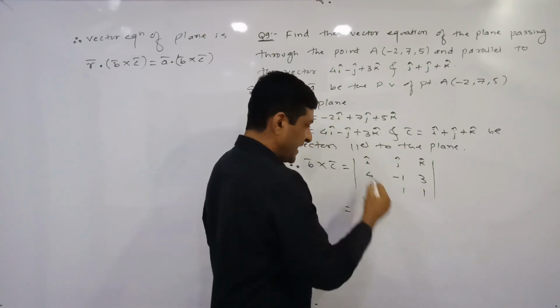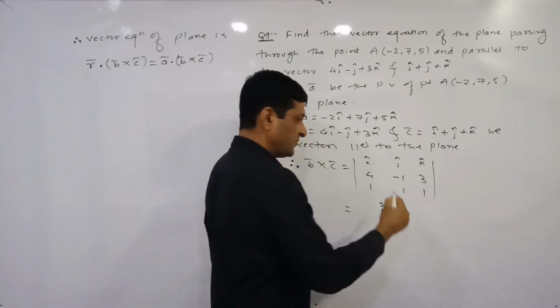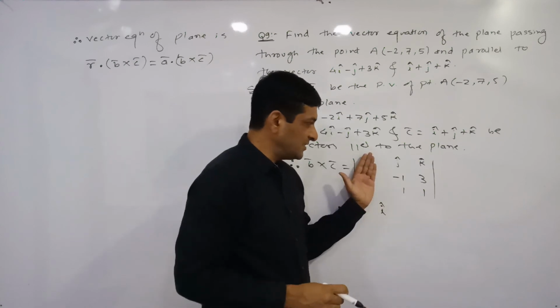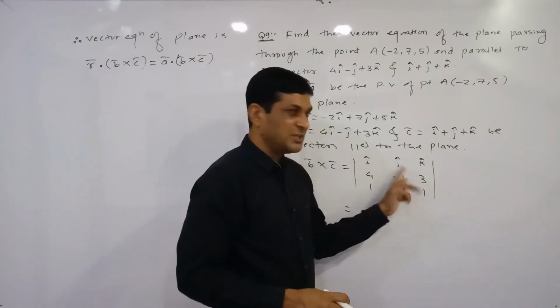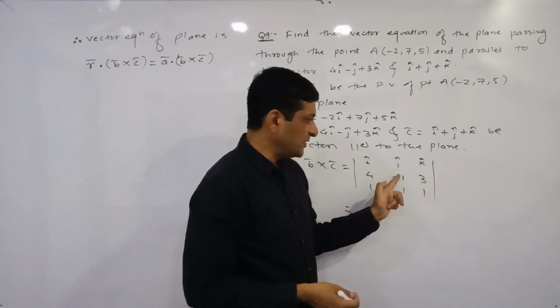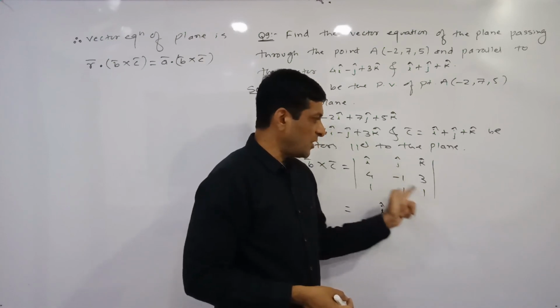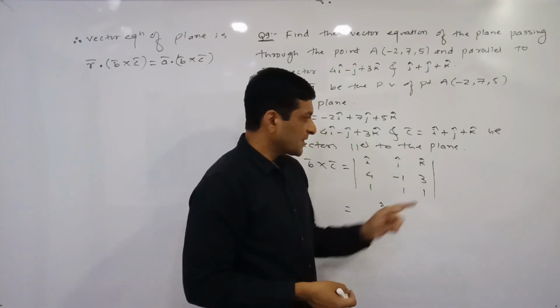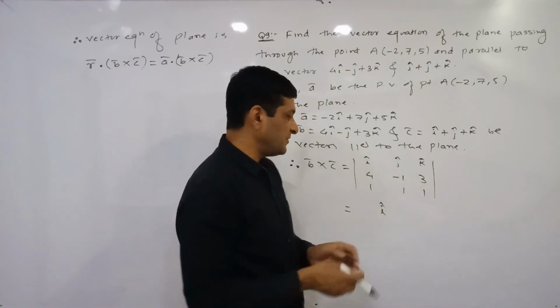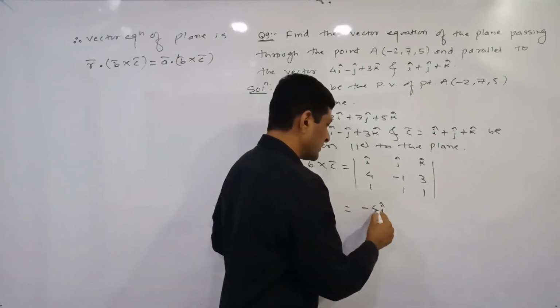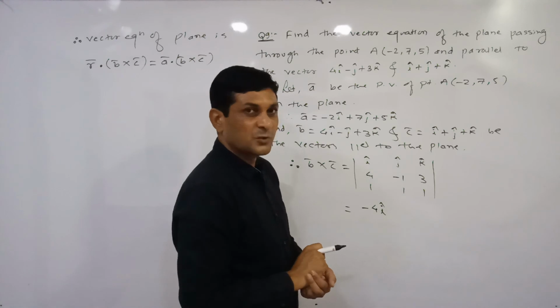So let us simplify it. First we are trying to find the coefficient of I cap. So delete this column, find the determinant of these 4 elements. So let us see what we'll get here. This product is -1, -1 minus 3 will be equal to -4. In this way we have got the coefficient of I cap.